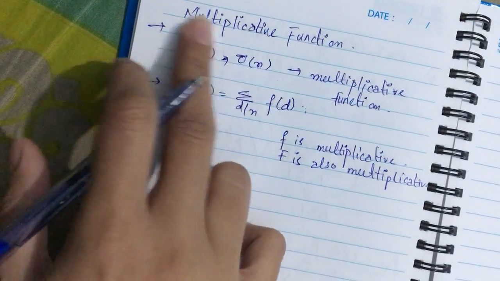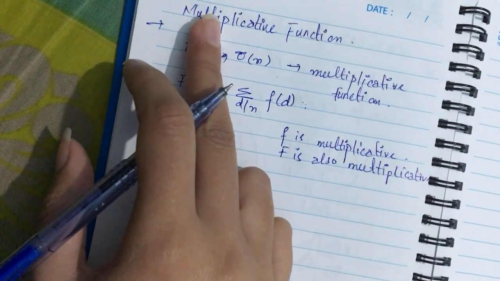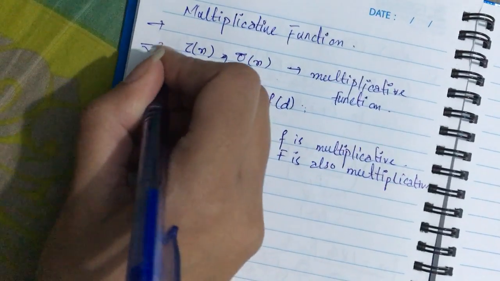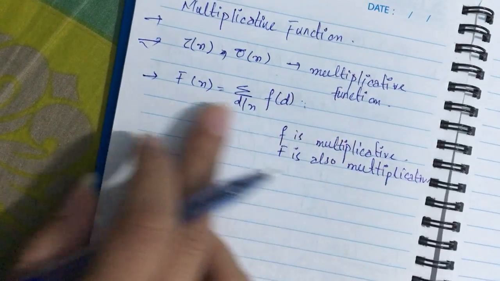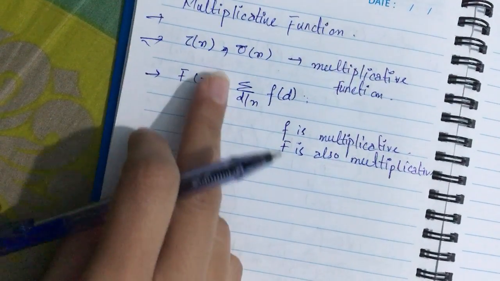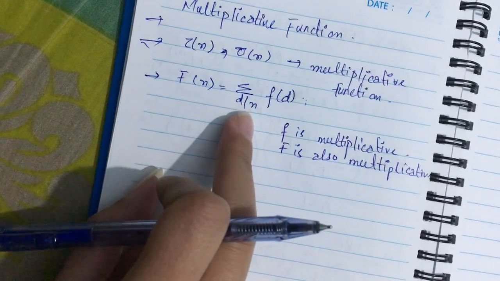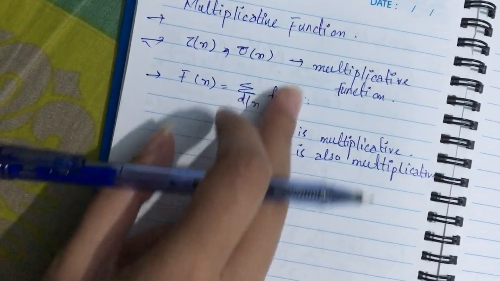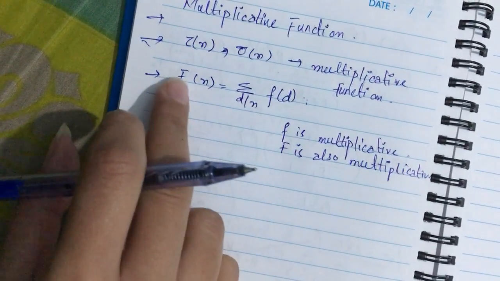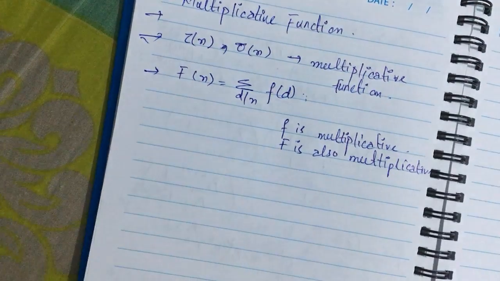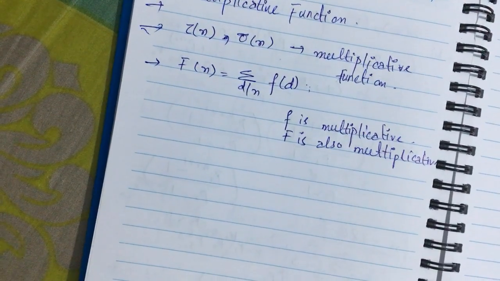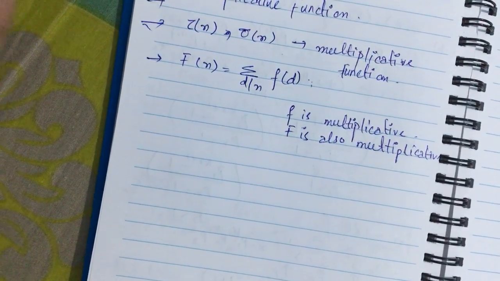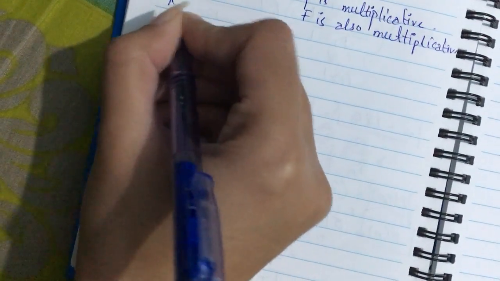First we discuss what a multiplicative function is, and next we discuss that tau of n and sigma of n are also multiplicative functions. Further, capital F of n, which equals the summation over d dividing n of f of d, when this f is multiplicative, is also a multiplicative function. So for this, first I am going to define what a multiplicative function is.